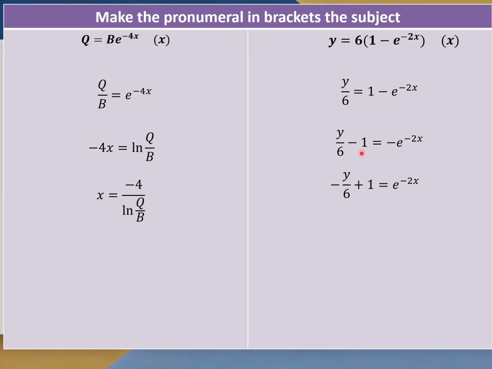Now I can use my understanding of log. So this is going to turn into ln, or you could write log base e. Both are still correct, but we're going to write it as ln. So ln of negative y over 6 plus 1 is equal to negative 2x. And then finally, I'm just going to divide everything by negative 2. So I just put the negative on top and I divided this by 2.